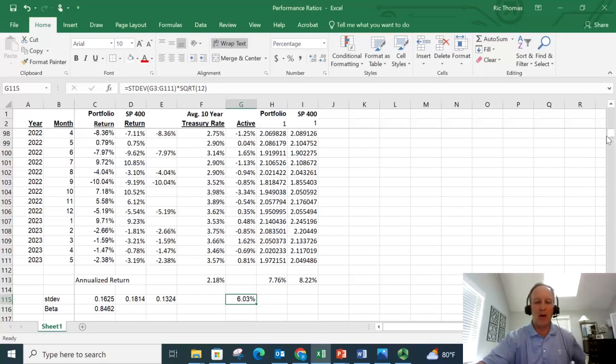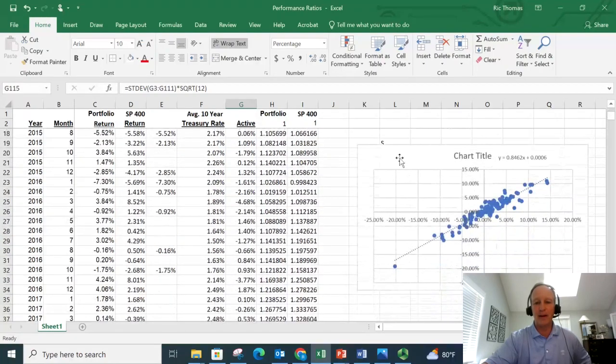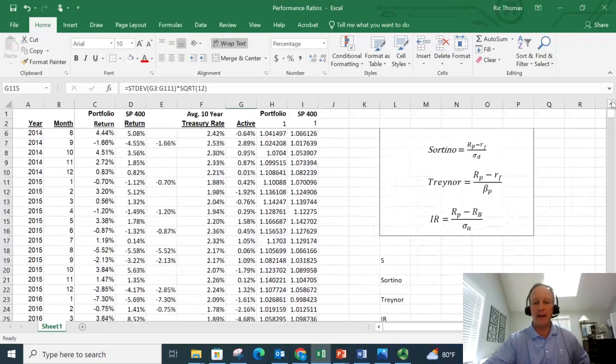The active risk is how much risk am I taking relative to the market. If I'm not taking any relative to the market, then I'm an indexer and I'm matching the market. Well, here I'm taking some risk. I've got everything I need now to calculate my stuff. So I'm going to get rid of this chart because it's in the way of my calculations. And let's go ahead and calculate some stuff here.